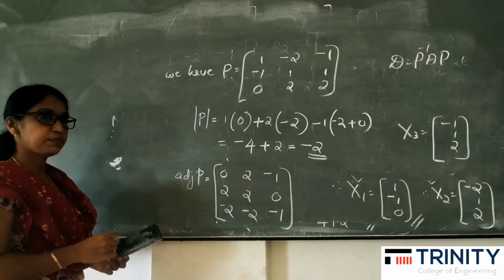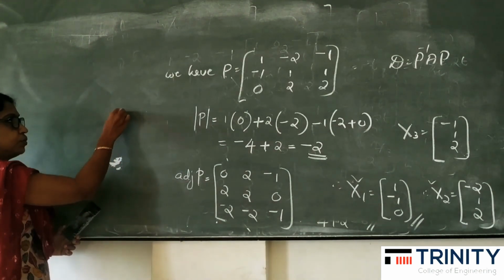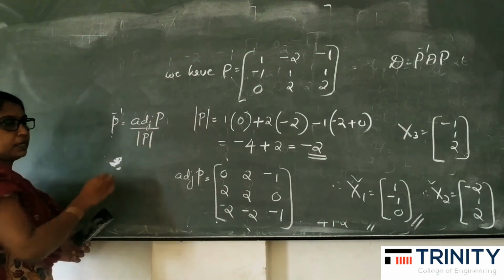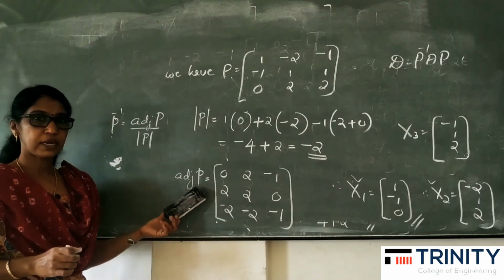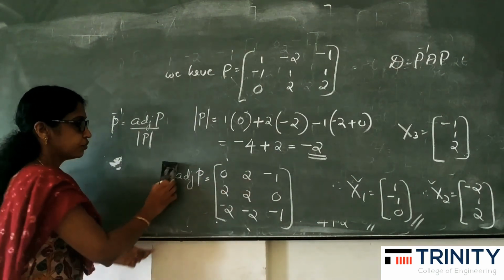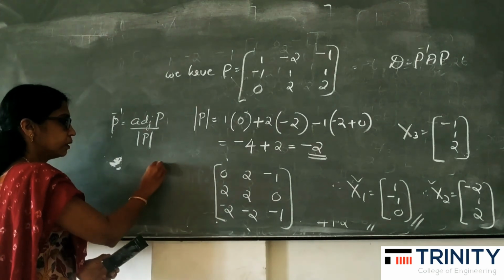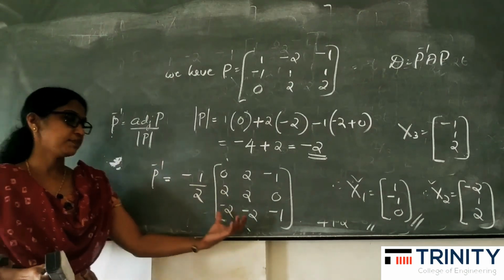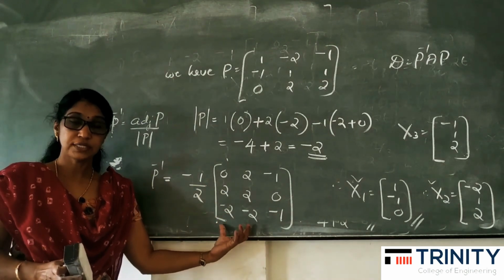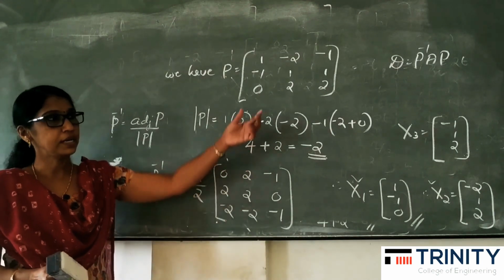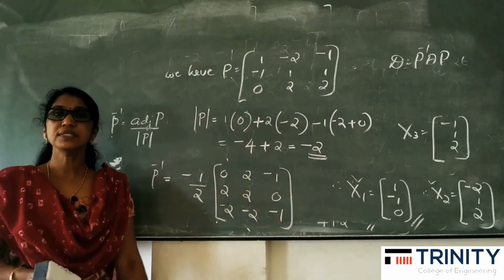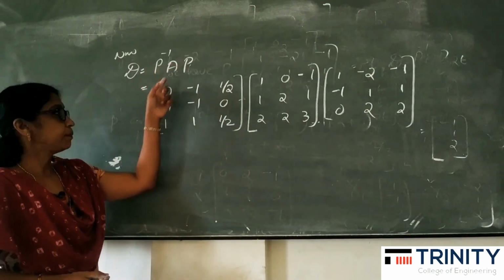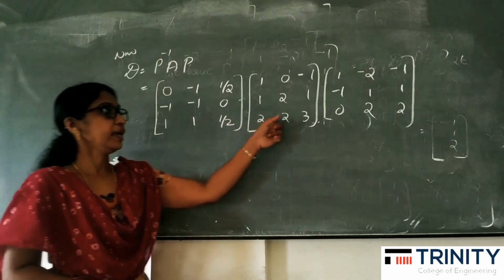Okay. Now what is P inverse? P inverse is equal to the adjoint of P divided by the determinant of P. So we get P inverse is equal to minus 1 by 2 into this matrix. So this is P inverse. Now we have to find D using the formula P inverse AP. The formula for diagonalization is D is equal to P inverse AP.